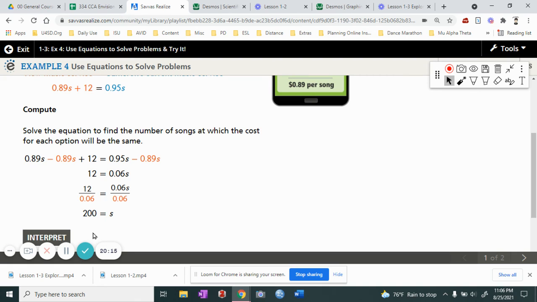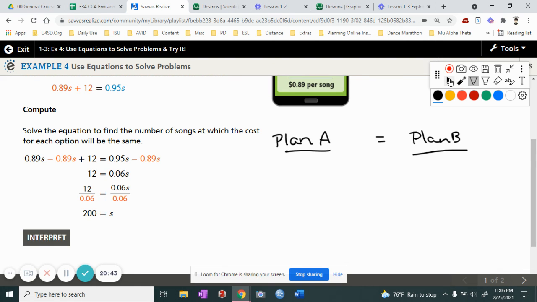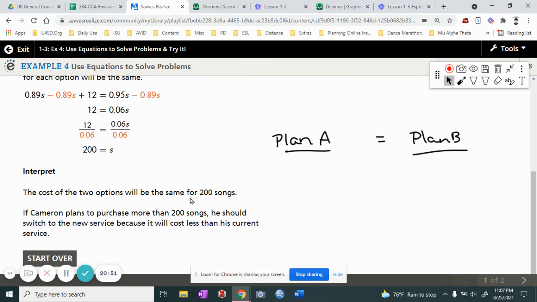Okay? So after 200 songs is when plan A will equal plan B. So should Cameron switch? Yes or no? And why do you believe that to be true? And that's the interpret piece. The cost of the two options will be the same for 200 songs.